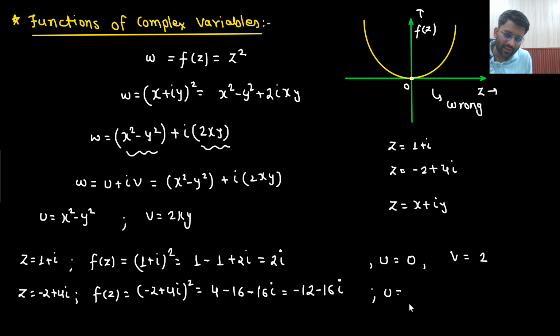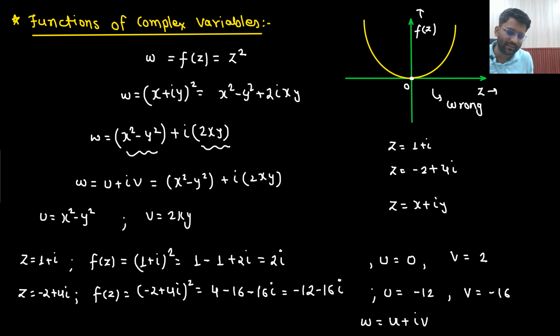What about this one? If you put x equals 2 and y equals 4, what are you getting? 2 square will be 4 minus 16. That would be minus 12. And what will be the value of v? Value of v will be nothing but 2xy. So that would be minus 16. So value of v is coming out to be minus 16. And what is your omega? Omega is nothing but u plus iota v.